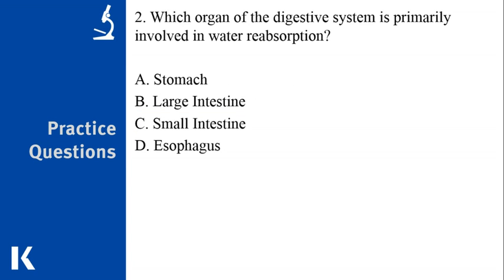Take a moment to choose an answer for the second question. And the correct answer is B. On test day, we would hopefully narrow this down to either B or C. And remember that the small intestine is primarily responsible for digestion and absorption, and the large intestine is responsible for water reabsorption.